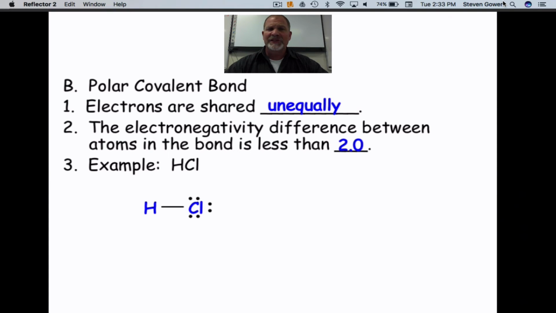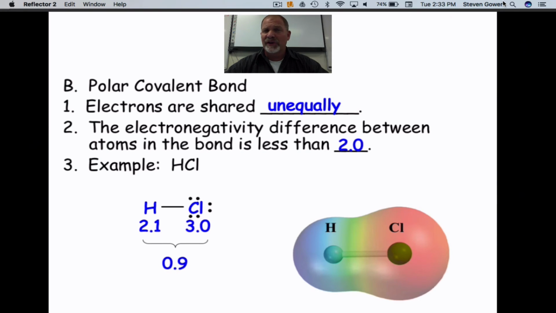So we see this with HCl. Hydrogen is 2.1, chlorine is 3.0, 3 minus 2.1 is 0.9, so greater than 0, less than 2, it falls in the polar category, so we draw it out this way. Now with a polar, we draw a polar arrow. The polar arrow always goes towards the element with the higher electronegativity. It has a positive side on one side, and the arrow shows you the direction it's moving. I only draw it with a polar molecule. Not nonpolar, not ionic.